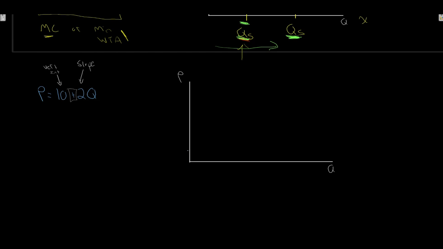Let's say maybe right there is 10, and then going up from there with a slope of 2. There's my supply, my marginal cost, or my minimum willingness to accept, depending on which interpretation I'm looking for. And that guy there was 10, the value, my minimum willingness to accept if I had a price of 0. Okay, so what kind of questions could we ask about this?